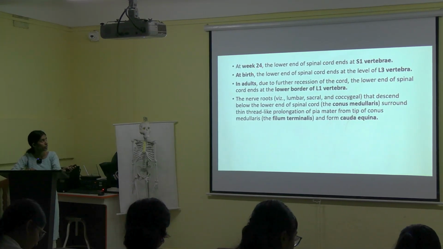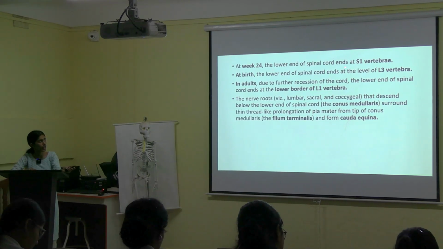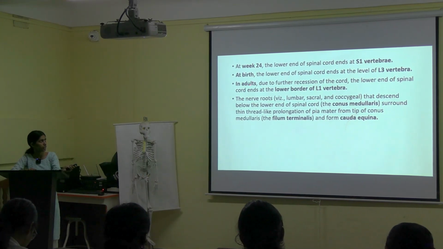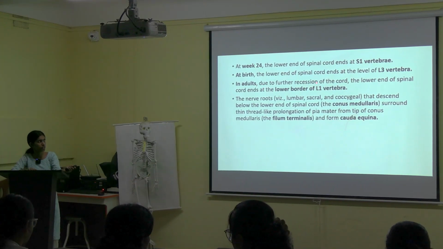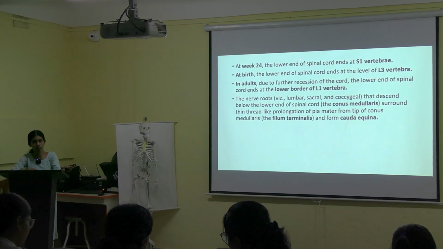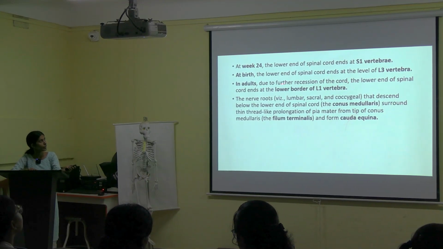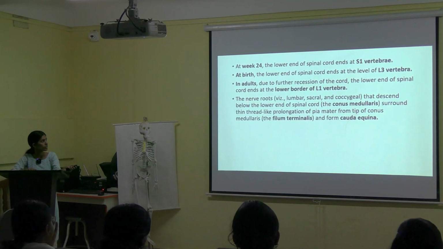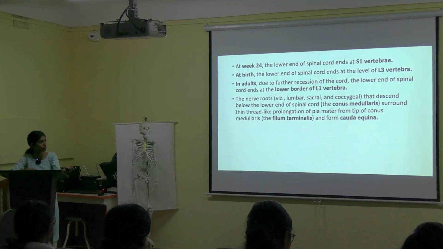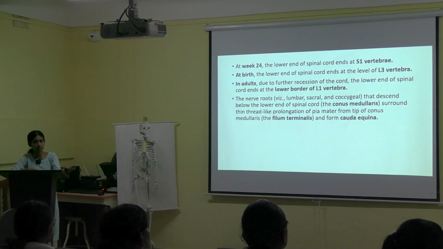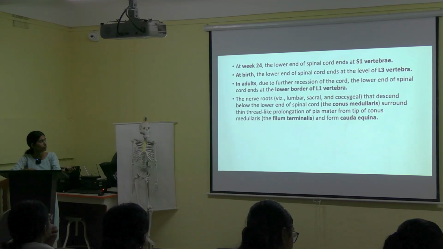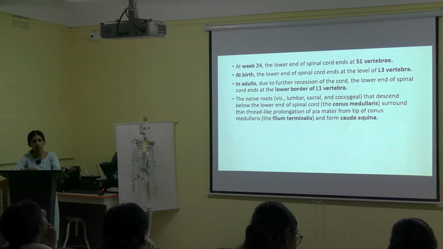So by week 24, the lower end of the spinal cord ends at the level of the S1 vertebra. At birth, the lower end of the spinal cord ends at the level of the L3 vertebra. In adults, that is the final position due to further recession of the cord. The lower end of the spinal cord ends at the lower border of your L1 vertebra. The nerve roots that descend below the lower end of the spinal cord, and that point is called the conus medullaris, surround a thin thread-like prolongation of pia mater from the tip of the conus medullaris to form the cauda equina.